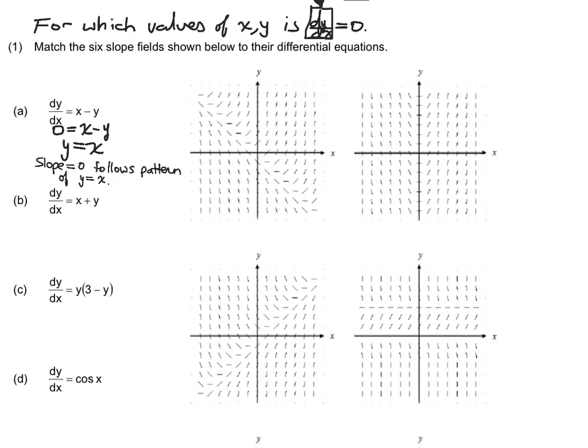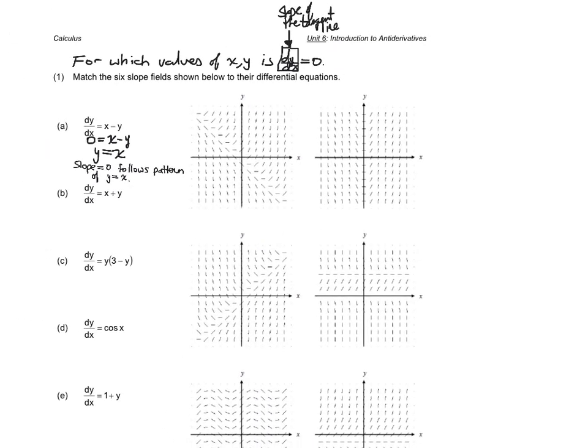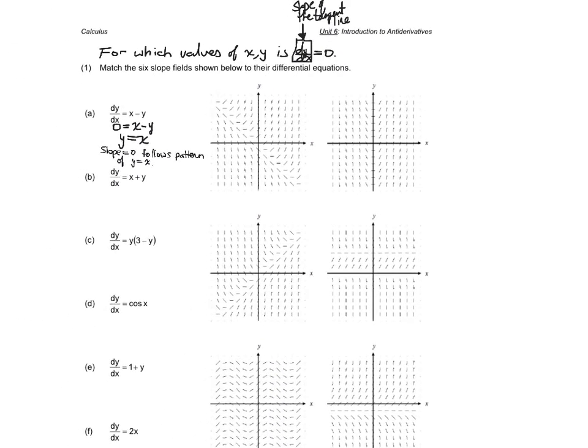All right, so then, if you take a step back and look at it, there's only really one instance where that happens, and that would be this graph right here. So that would be A.